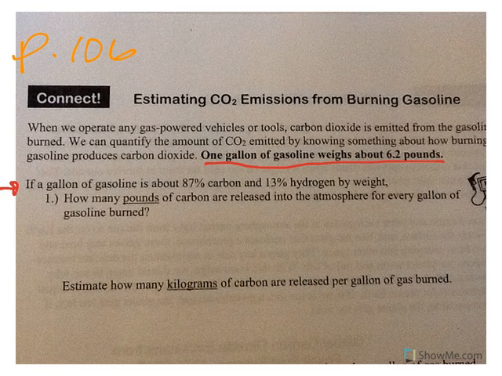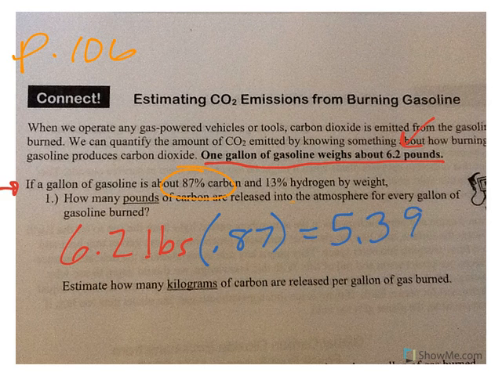So how many pounds of carbon are released into the atmosphere for every gallon? So we know from up here, 1 gallon is 6.2 pounds. So if I have 6.2 pounds, because we have 1 gallon of gas, now 87% of that is carbon. Listen to what I just said, 87% of that. Now, "of" means multiply. I'm going to take my 6.2 pounds and multiply by the 87%, because it's 87% carbon. So when I multiply those together, I find out that I've got 5.394 pounds of carbon go into the air.